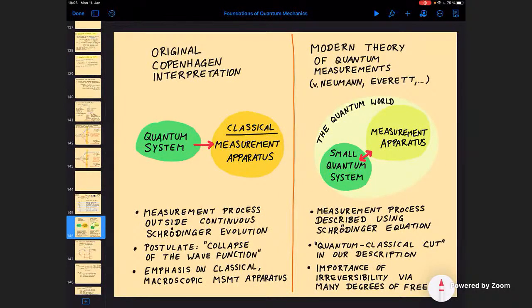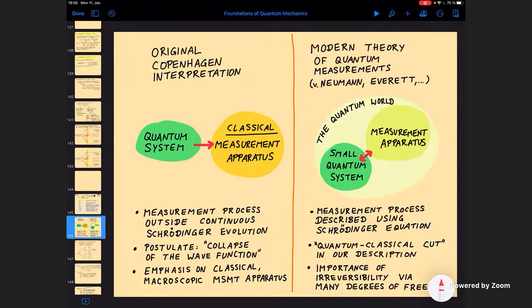And what they then emphasize is that this jump, this collapse, this measurement process happens when you have a classical macroscopic measurement apparatus, which is not described using quantum mechanics. So we already discussed, it's a little bit disappointing to have one regime where you have smooth Schrödinger evolution and another regime where you suddenly postulate something extra.